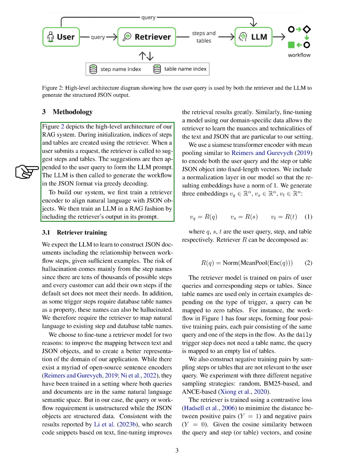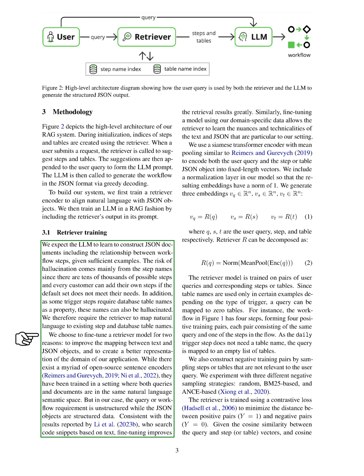To develop our system, we first train a retriever encoder to align natural language with JSON objects. Subsequently, we train an LLM in a RAG manner by incorporating the retriever's output in its prompt. For retriever training, we aim for the LLM to learn how to construct JSON documents that capture the relationship between workflow steps. The risk of hallucination mainly arises from step names, as there are numerous possible steps, and customers can also add their own steps. Additionally, some trigger steps require database table names, which can also be hallucinated. Hence, we train the retriever to map natural language to existing step and database table names.